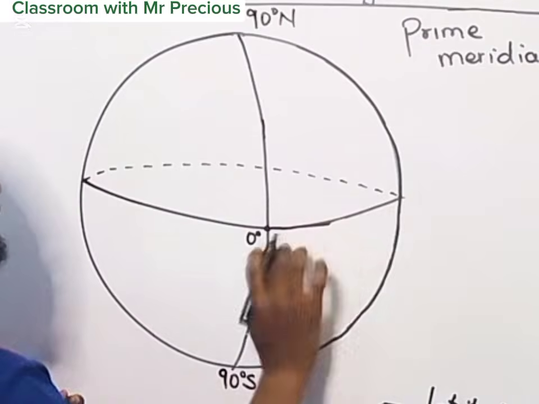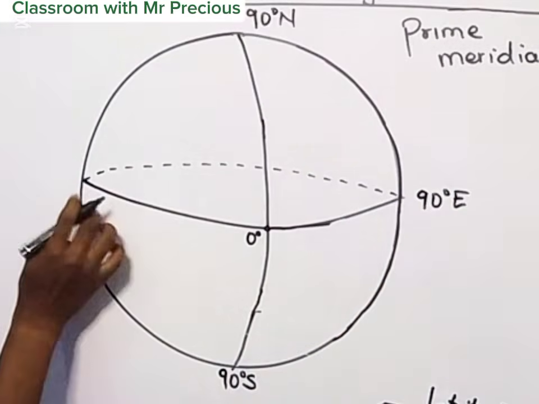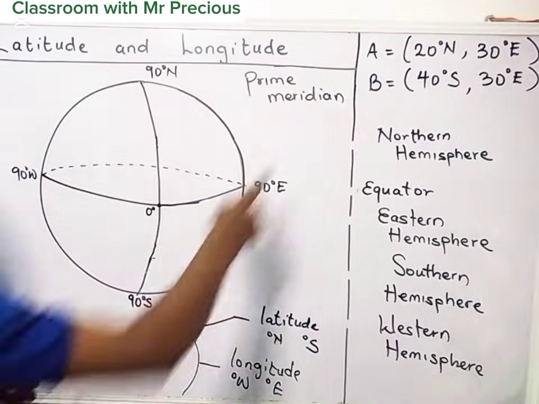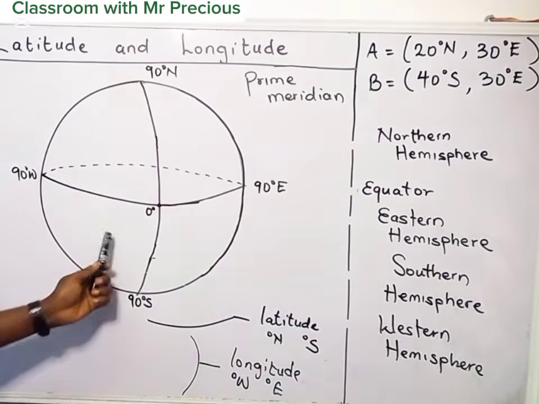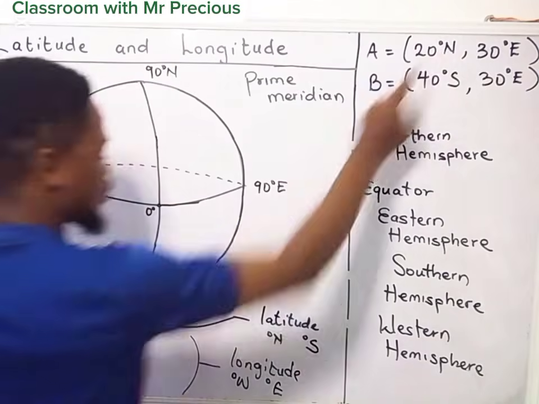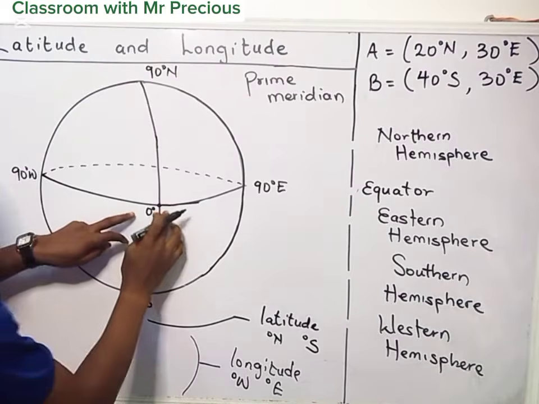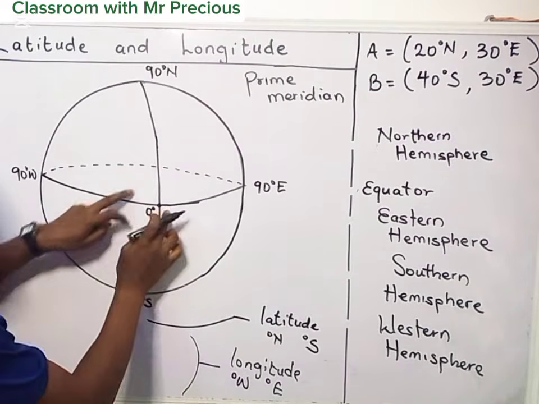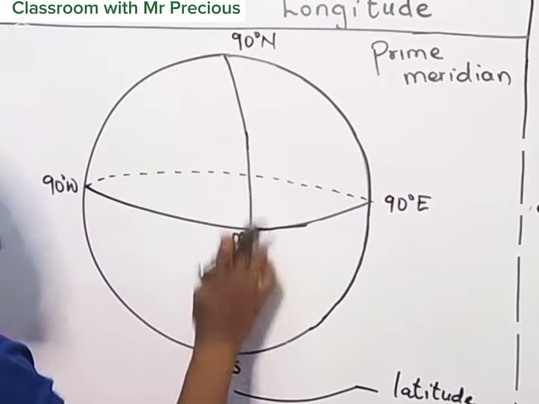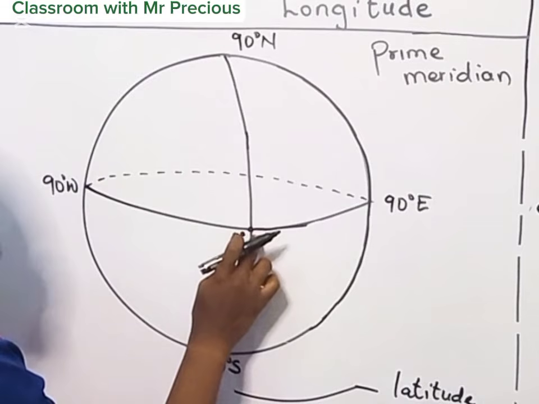The more you go this way, you have 90 degrees east. The more you go towards this way, you have 90 degrees west. For instance, look at this A and B. Let us get the position on my globe. If you are trying to look for 20 degrees north, that is the latitude 20 degrees north. That means you have to draw a line going towards 90. If they say north, that means up. If they say south, that means down from here.